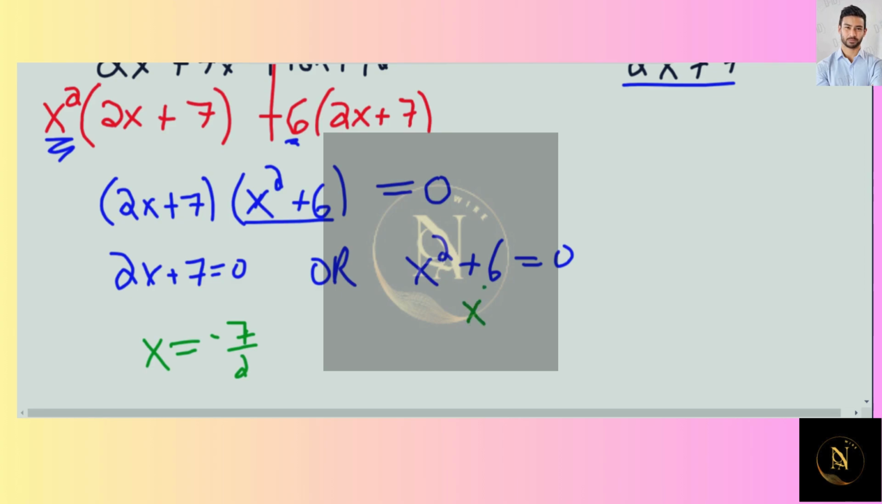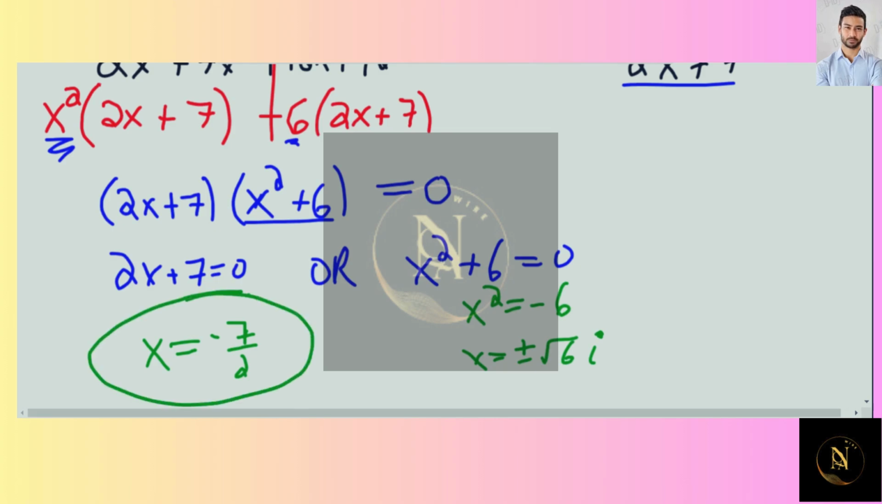X squared plus 6 is 0. This tells us x squared is negative 6. But we want only real roots here. And x squared equals negative 6 would give us x equals plus or minus root 6 i. And so those would be imaginary roots. And so the only real root is x equals negative 7 over 2.